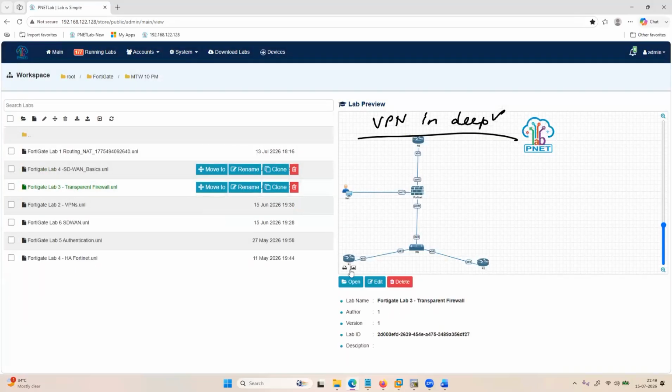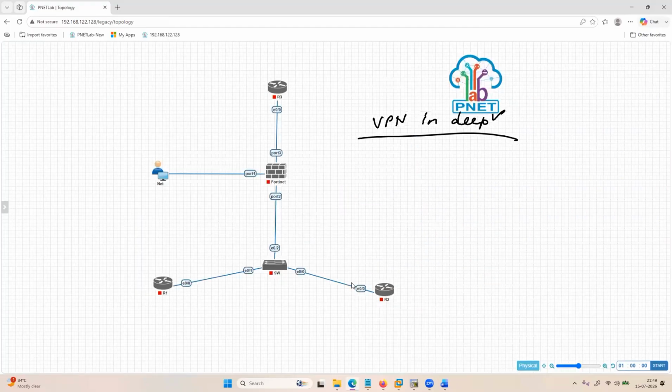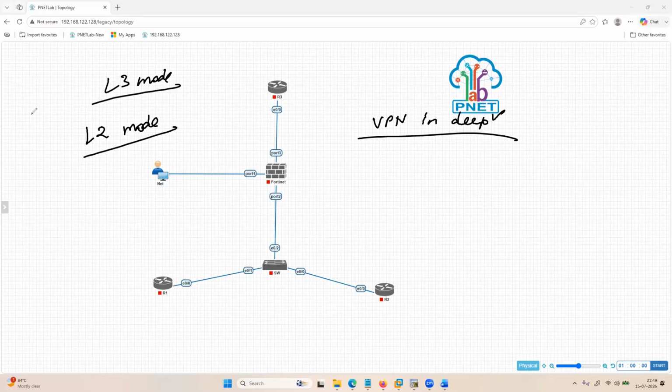And after that, we are going to see the transparent firewall. Your firewall works in two modes. It's not like Palo Alto, by the way, guys. Palo Alto works in L3 already. It also has the capability to work in L2 mode, just like Cisco devices have access to L2 mode. This firewall works here exactly as a switch.